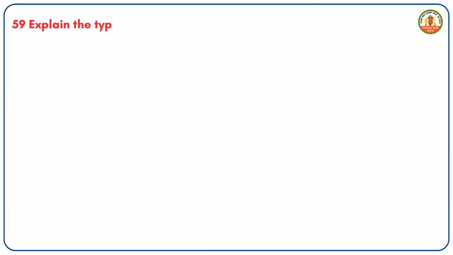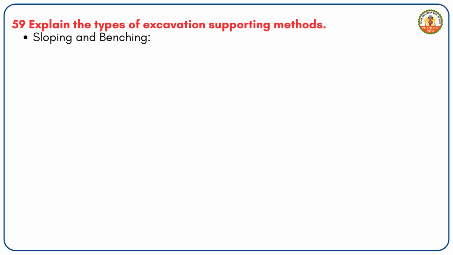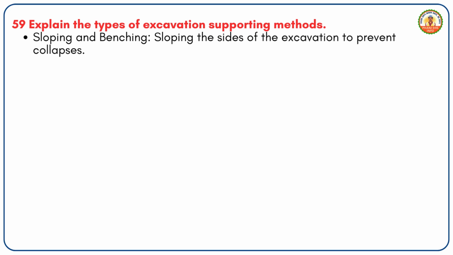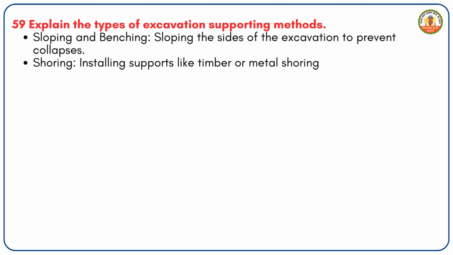59. Explain the types of excavation supporting methods. Sloping and benching. Sloping the sides of the excavation to prevent collapses. Shoring. Installing supports like timber or metal shoring to hold the walls in place.